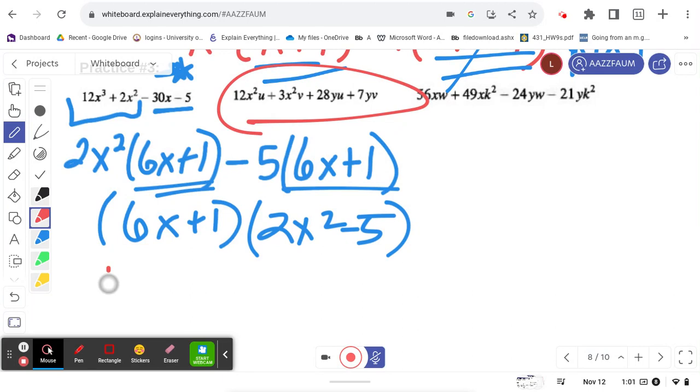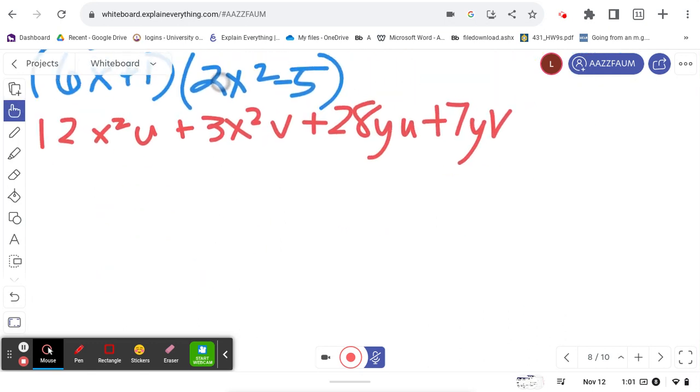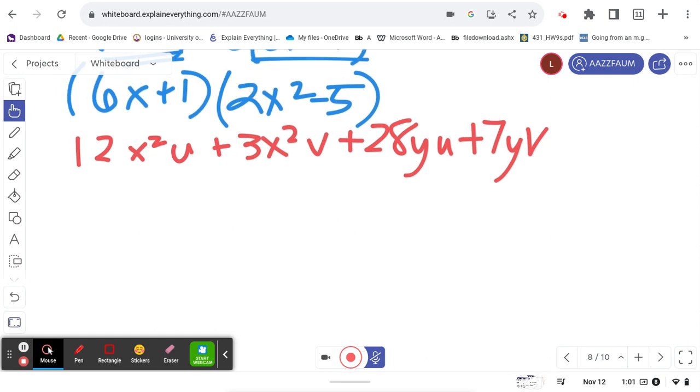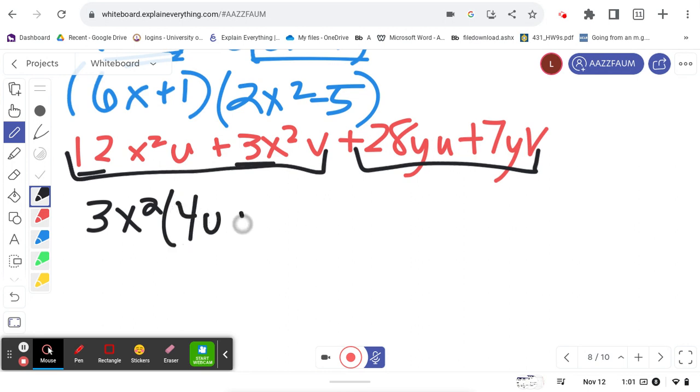All right, the next one, I'm going to go ahead and bring this one down here. It's 12x squared u plus 3x squared v plus 28yu plus 7yv. When you look at this one, you're going to notice there's extra variables, and that's totally fine. The process is still going to work the same. So go ahead and split that into your two separate portions, and I'm going to factor out a 3 and an x squared here, leaving me with a 4u plus just a v.